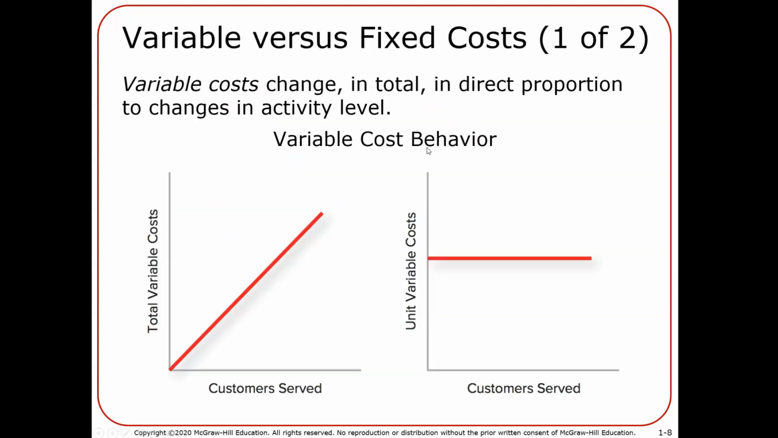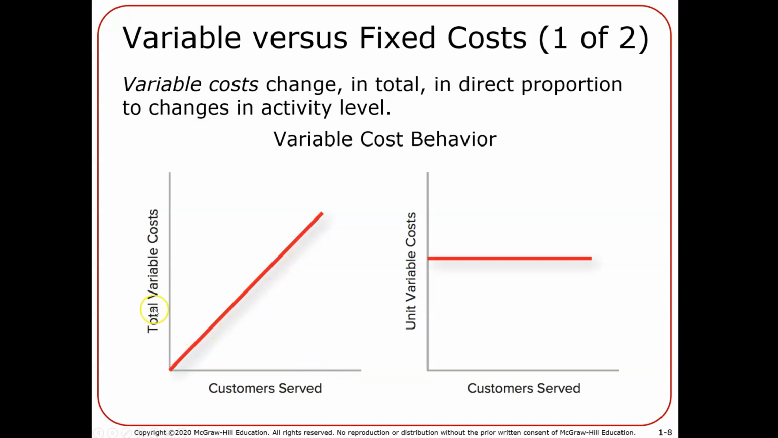Variable versus fixed costs. This is an important concept. You will use this over and over again all semester. So variable costs behave in a certain manner. They change in total in direct proportion to changes in activity level. That means that if we serve one customer, our variable cost goes up by 1 unit. If we serve 2, it goes up by 2 units. If we serve 3, and so on and so forth. So the line looks like this for the costs.